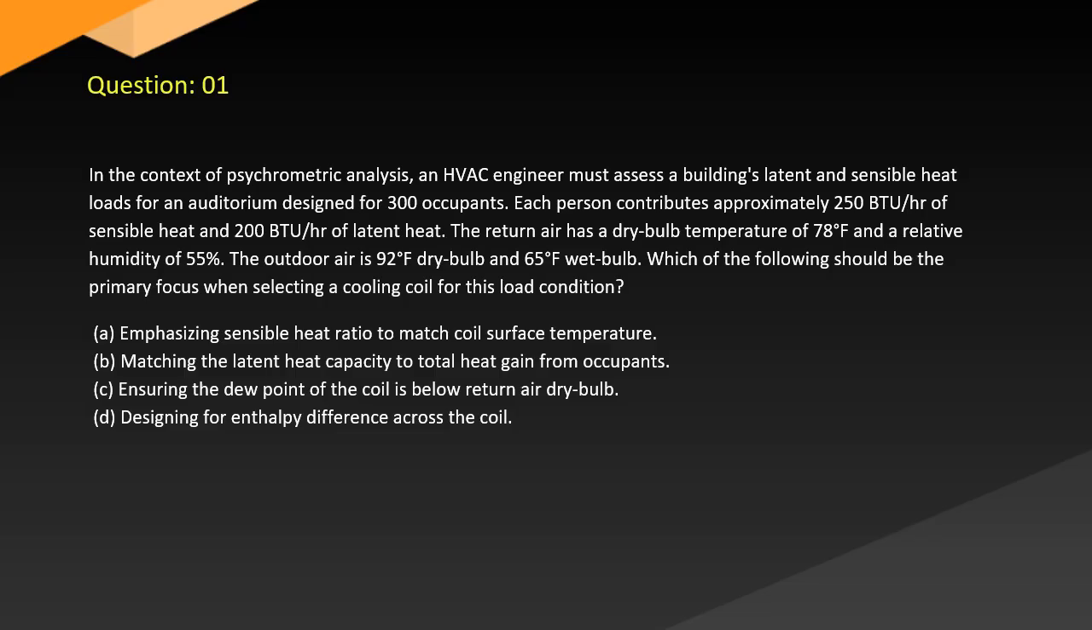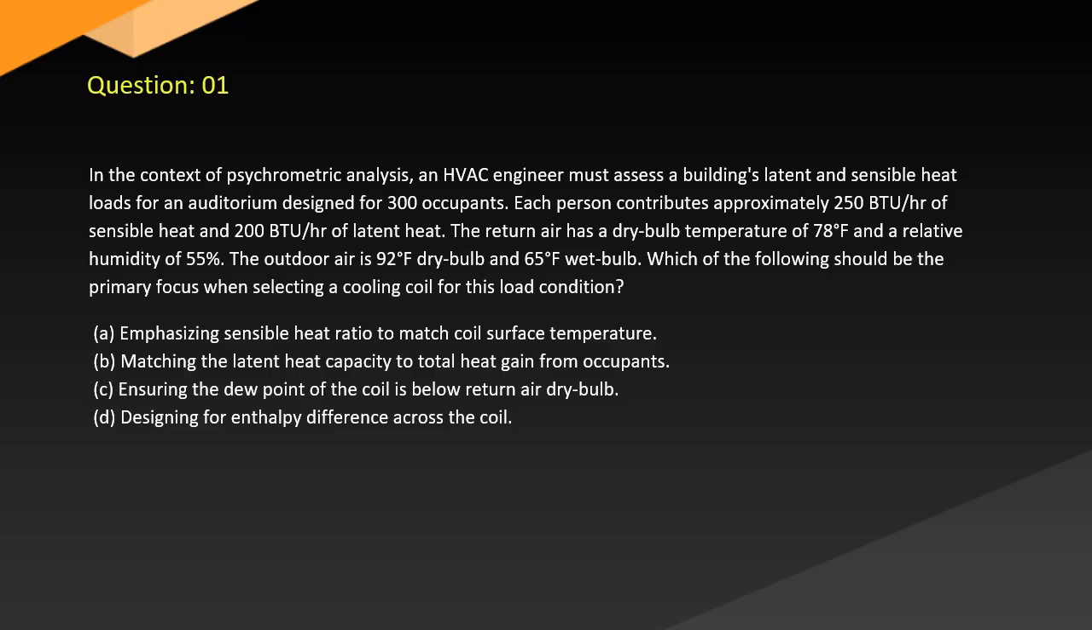Question 1. In the context of psychrometric analysis, an HVAC engineer must assess a building's latent and sensible heat loads for an auditorium designed for 300 occupants. Each person contributes approximately 250 BTU of sensible heat and 200 BTU of latent heat. The return air has a dry bulb temperature of 78 degrees and relative humidity of 55%.